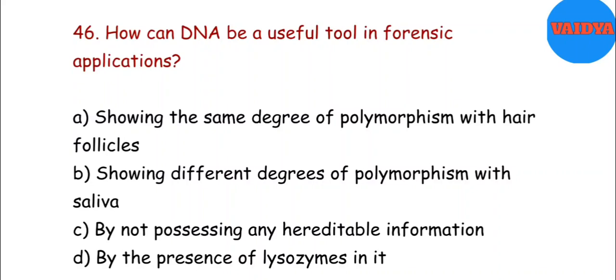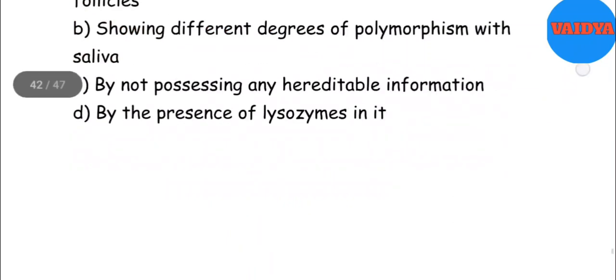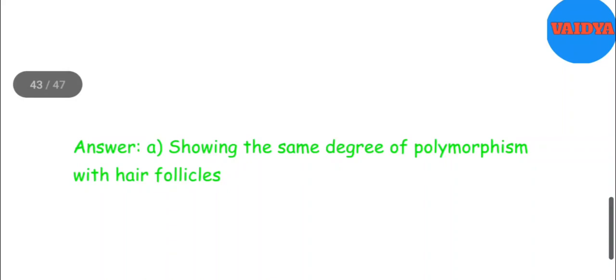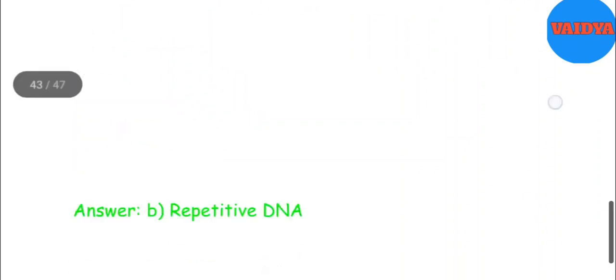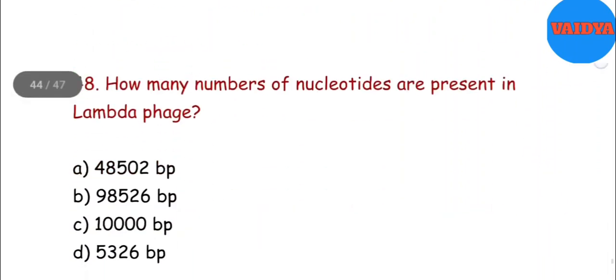A. Showing the same degree of polymorphism with hair follicles. B. Showing different degrees of polymorphism with saliva. C. By not possessing any hereditable information. D. By the presence of lysozymes in it. Answer. A. Showing the same degree of polymorphism with hair follicles. 47. What are the differences in the specific regions of DNA sequence called during DNA fingerprinting? A. Non-repetitive DNA. B. Repetitive DNA. C. Satellite DNA. D. Histone DNA. Answer. B. Repetitive DNA.